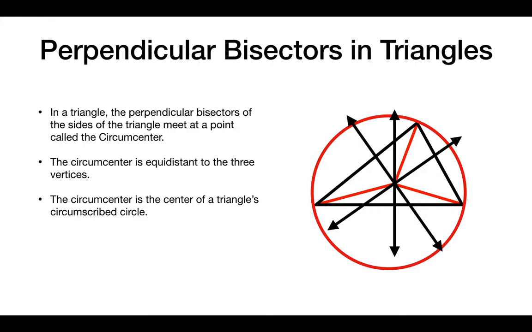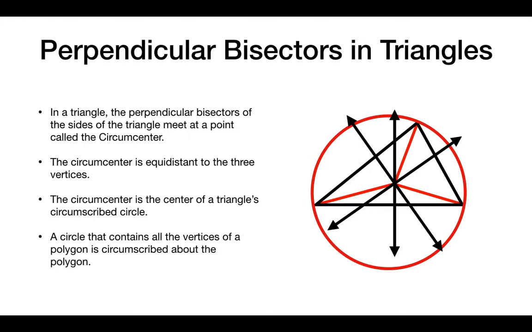Now that's a lot of circa that you're hearing. Circumcenter, circumscribed, circle. So I want to make sure you understand. A circle that contains all the vertices, so like this point, this one, and this one, of a polygon is circumscribed about the polygon.